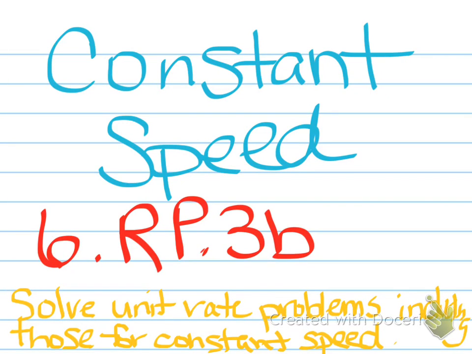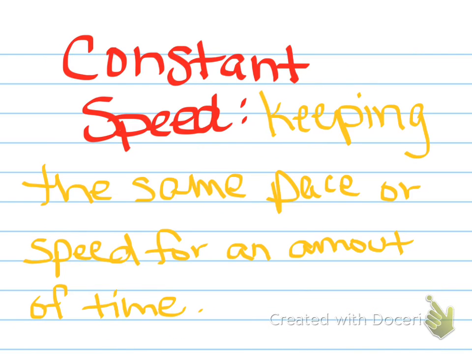Hello everybody. So we're going to be working on constant speed, and that's under 6.RP.3b, where it's saying that we're going to solve unit rate problems, including those for constant speed. So constant speed is where we are keeping the same pace or speed for an amount of time.